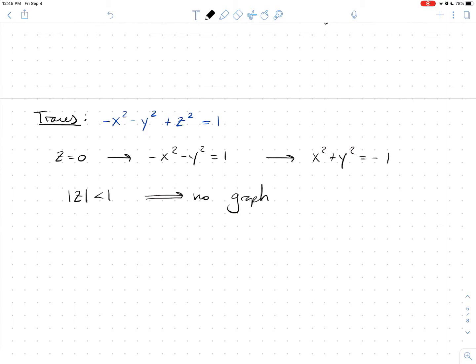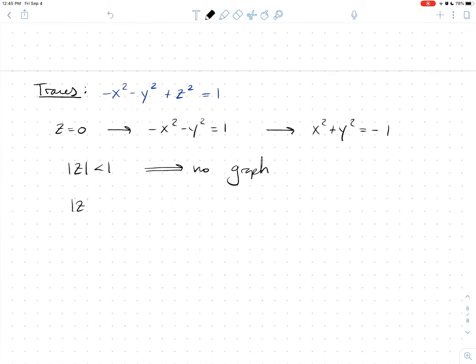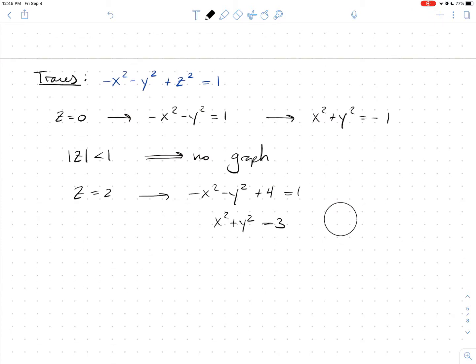When z is 1, you just get a point because you get x squared equals y squared, which happens when x and y are 0. So let's do a slice now. Assume the absolute value of z is bigger than 1. Let's just say z equals 2. Then I get minus x squared minus y squared plus 4 equals 1. So x squared plus y squared equals 3. I get a circle. And all of a sudden, we can see that as long as the absolute value of z is bigger than 1, we're going to get circles. The bigger you make z, the bigger the circle gets.